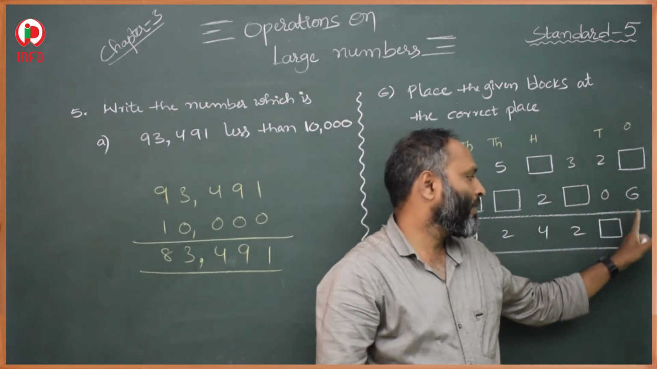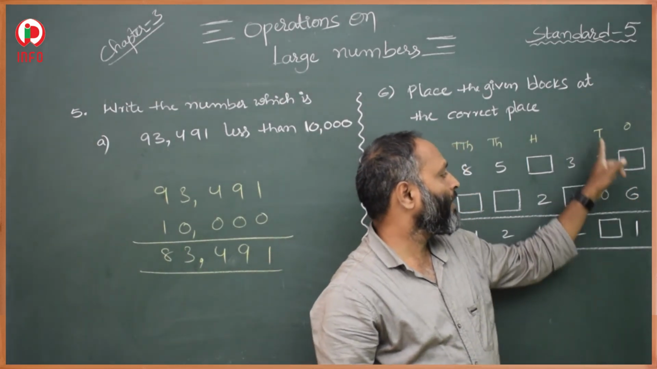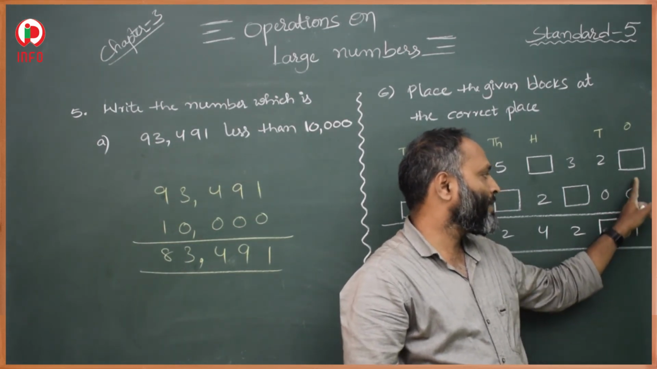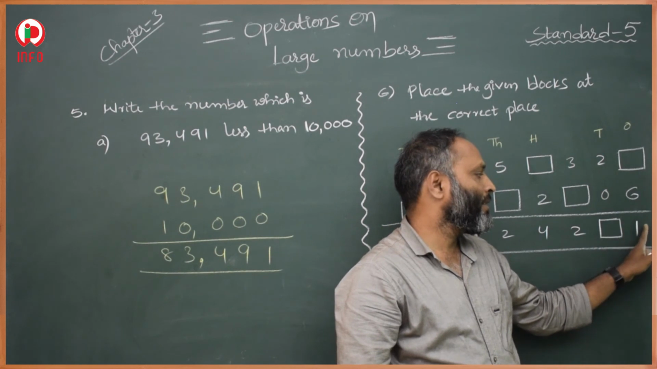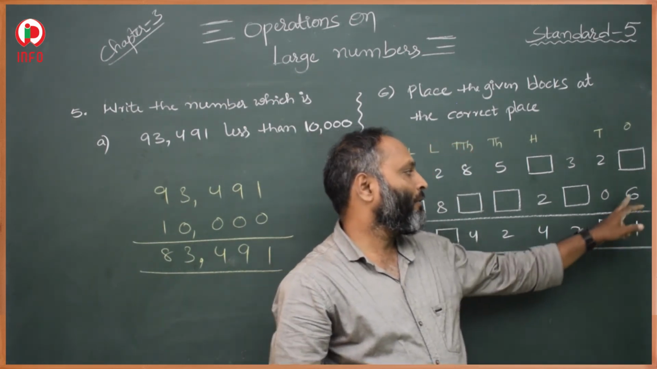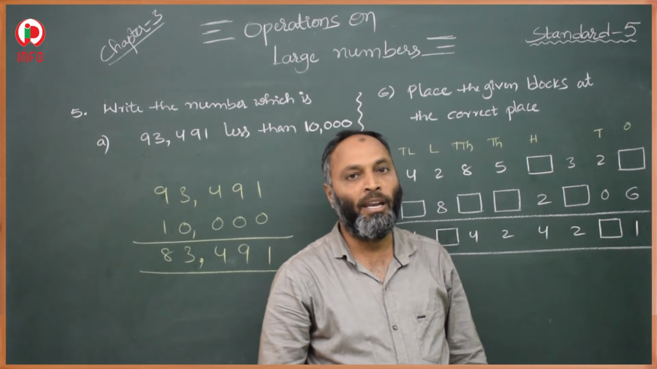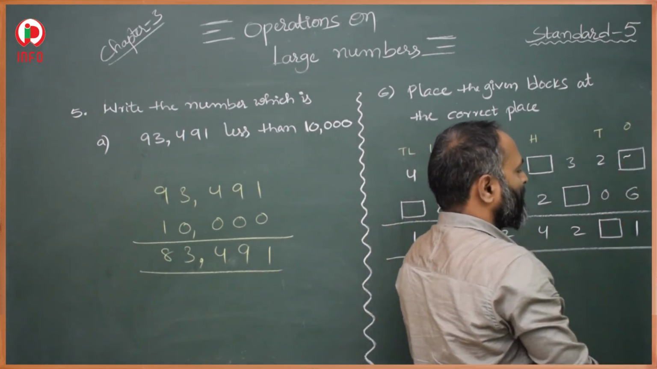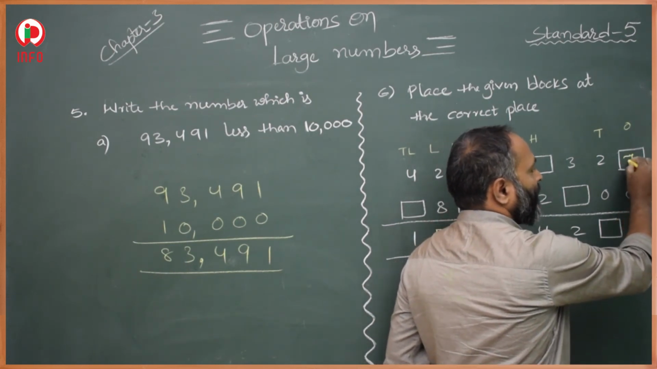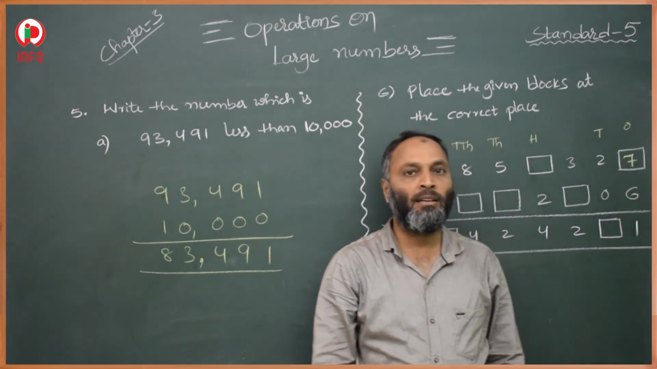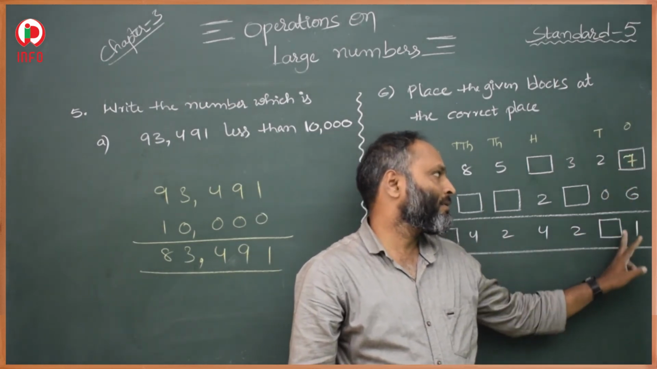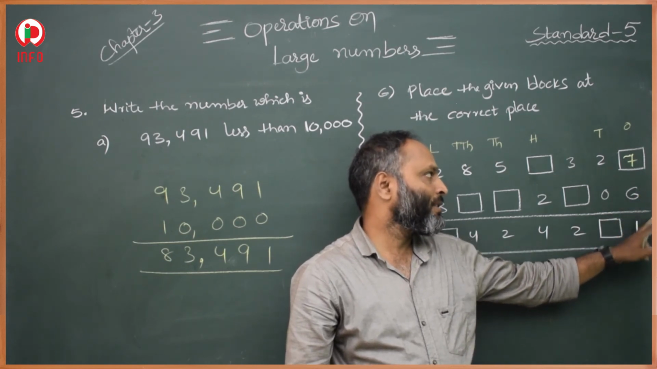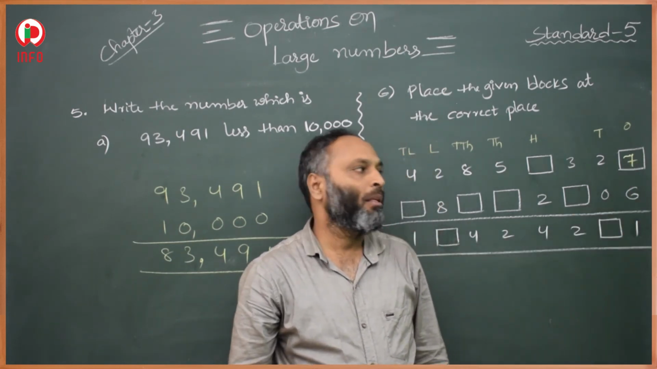Here 6 and 1 is there. This is the subtrahend and this is the difference. So how to get the minuend? After adding these two, we will get the minuend, means 6 plus 1, 7. This is the answer in the ones place. Here subtrahend is given and difference is given. Add subtrahend and difference, then you will get the minuend.